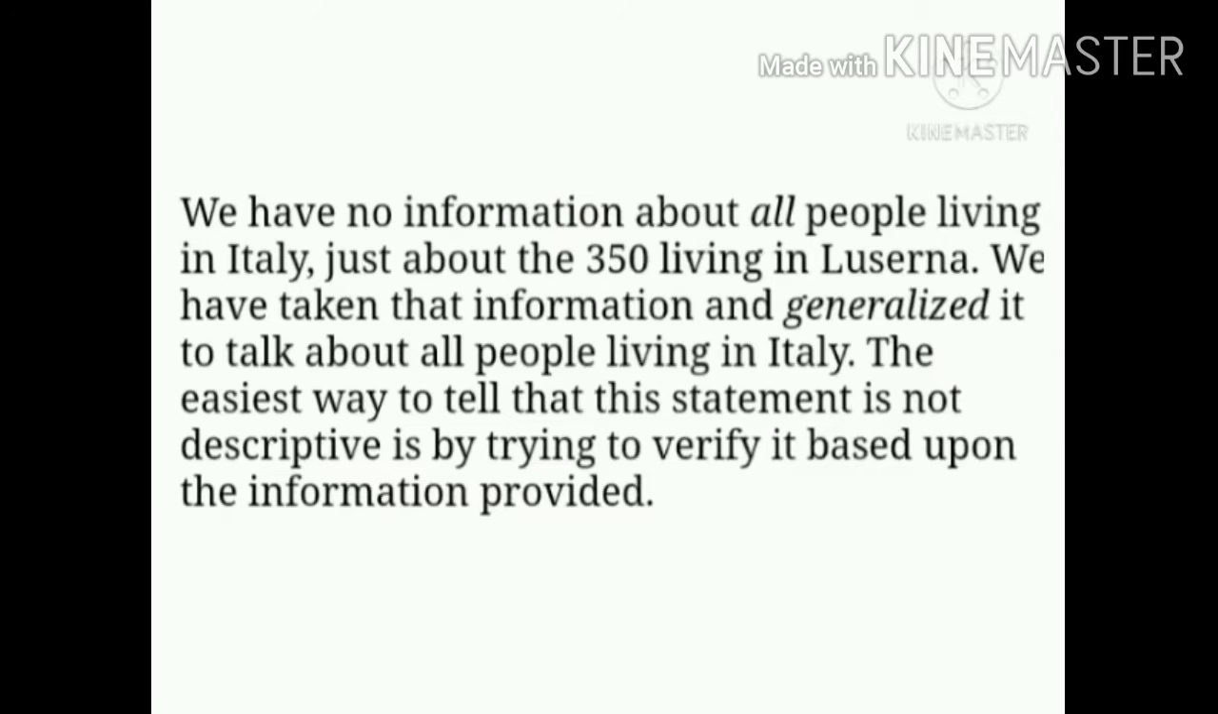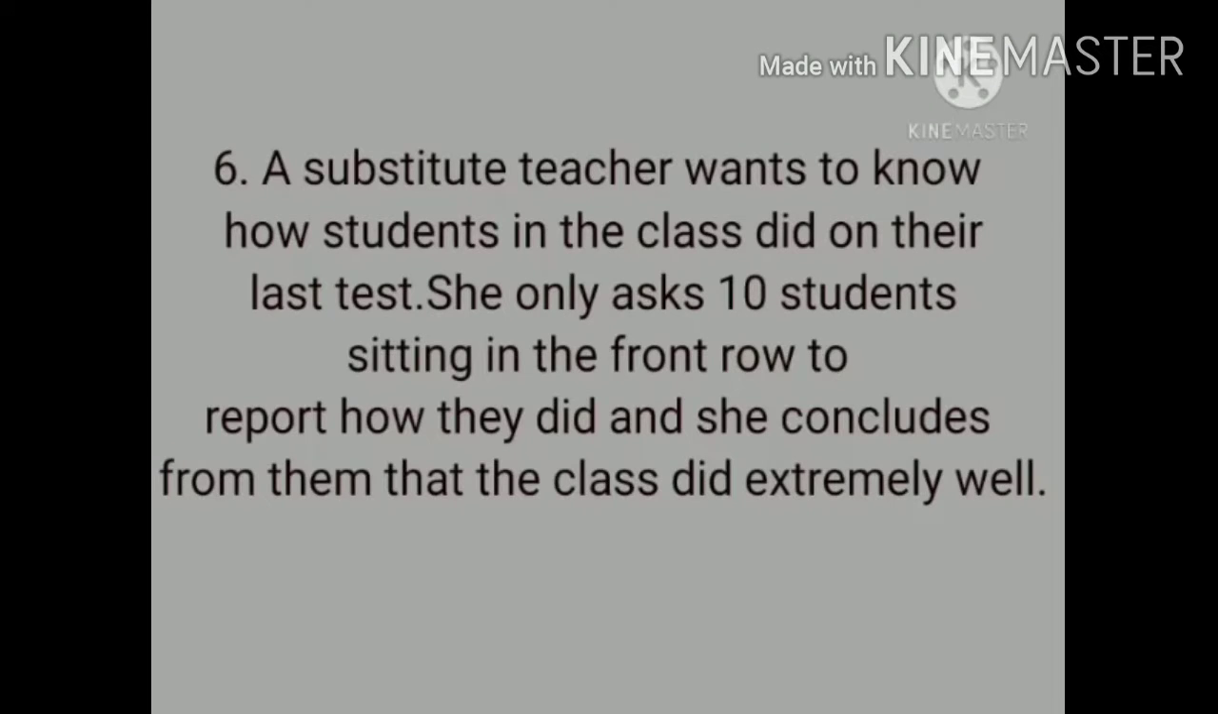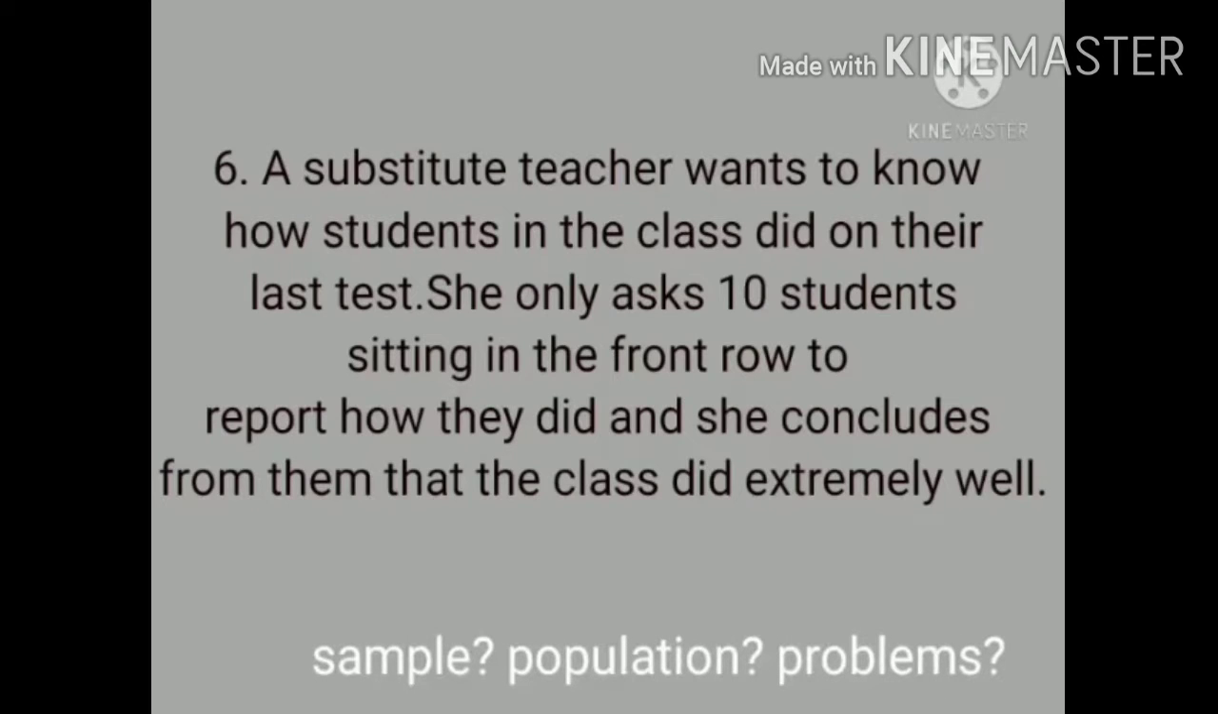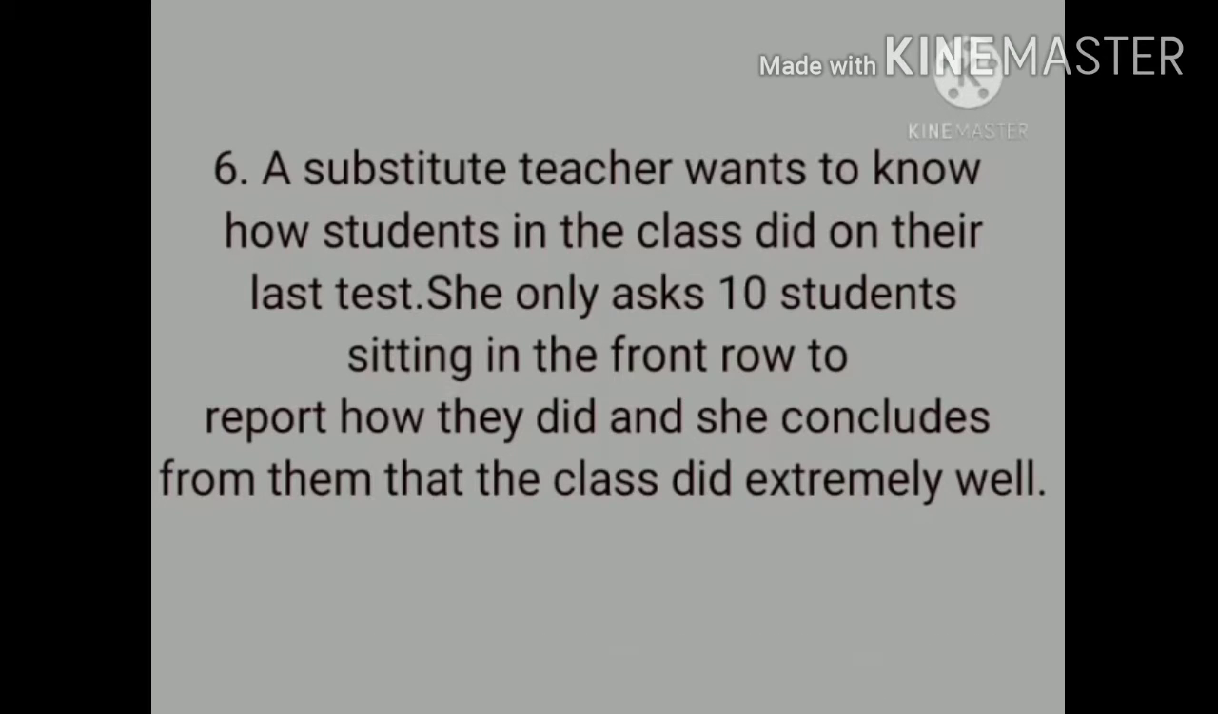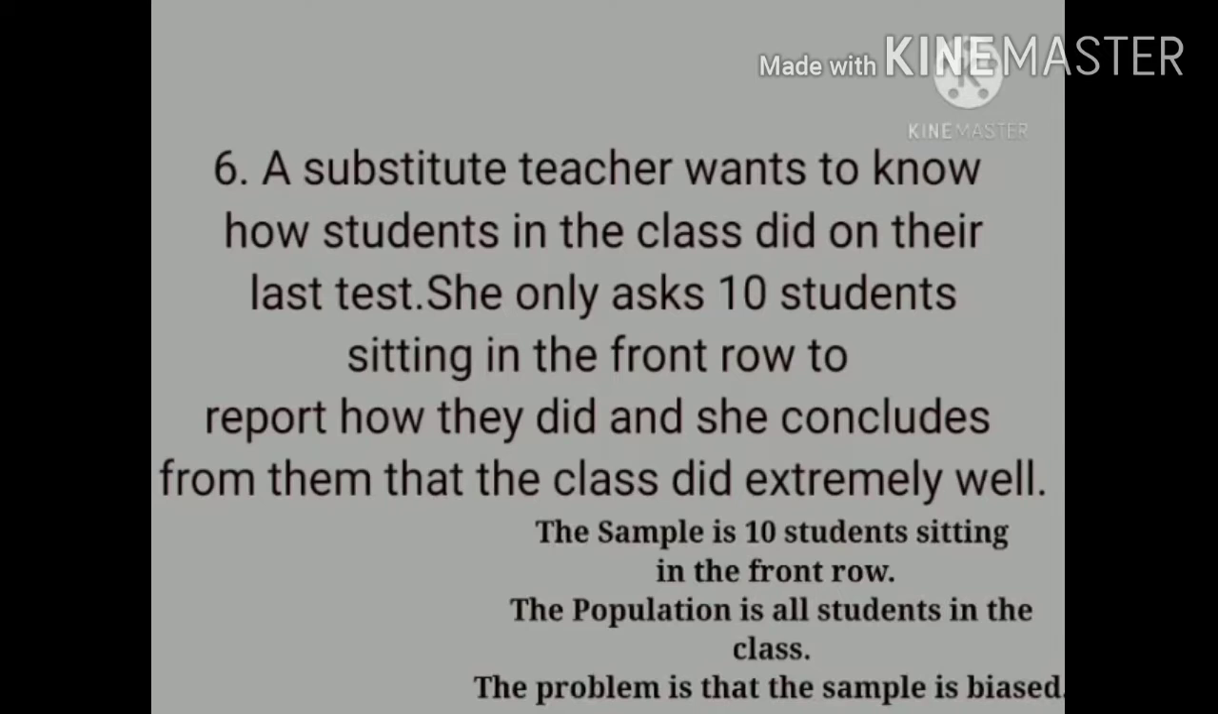information provided. A substitute teacher wants to know how students in the class did on their last test. She only asks 10 students sitting in the front row to report how they did, and she concludes from them that the class did extremely well. The sample is 10 students sitting in the front row. The population is all students in the class, and the problem is that the sample is biased.